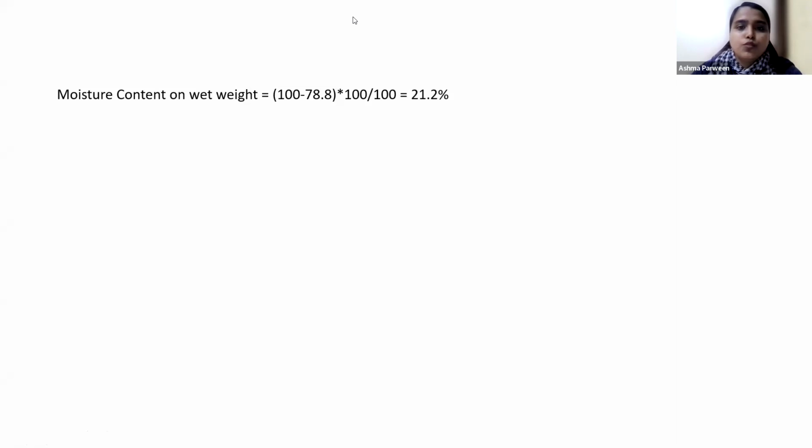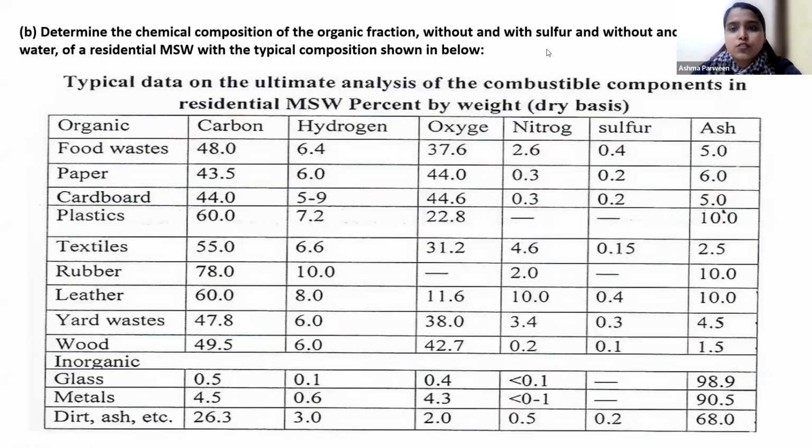So no doubt. We'll move to the next part of the question. Here we have to find the chemical composition of the waste. Typically, we have to find the chemical formula for this waste. We are given the elemental composition of each waste, starting with organic food waste.